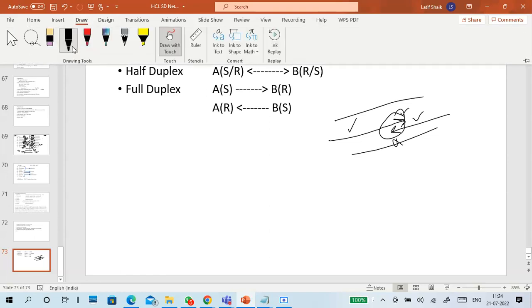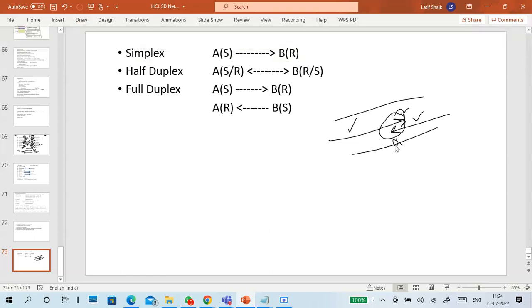That's why I said it is like a walkie-talkie. A walkie-talkie has a button. If you release the button, you can hear the incoming voice. If you want to talk, you have to press the button and talk. Then only the other person can receive it.